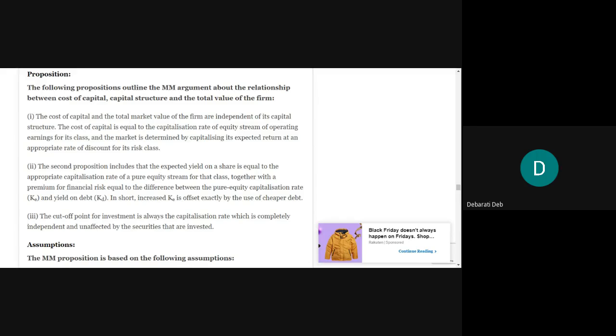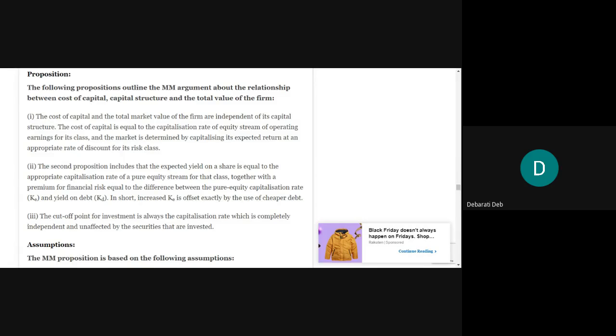Anyway, let us start with the proposition. The following propositions outline the MM argument about the relationship between the cost of capital, capital structure, and the total value of the firm. So number one, what does it say? The cost of capital and the total market value of the firm are independent of its capital structure. Same concept as the NOI approach. It says that KW and V are independent of its capital structure. They don't depend on the value of debt and the value of equity.